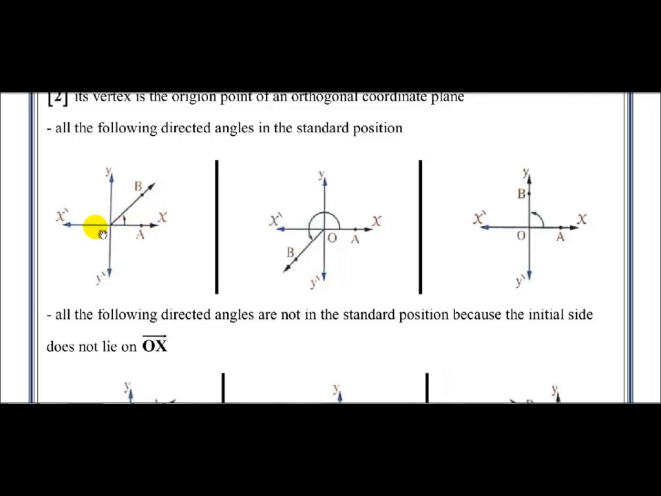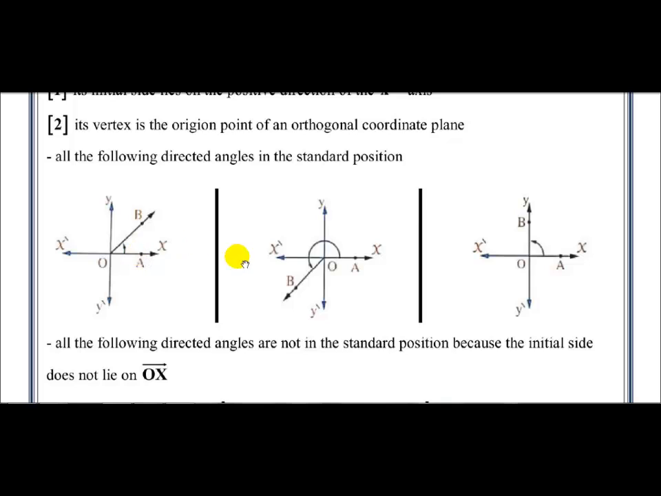This is the positive direction and this is the negative. My initial side lies on the positive direction of the x-axis. This is the first condition. Look at this angle: my initial is OA, and OA lies on the positive direction of the x-axis. In this angle too, my initial OA lies on the positive direction of the x-axis. So in these angles, the initial side lies on the positive direction of the x-axis.